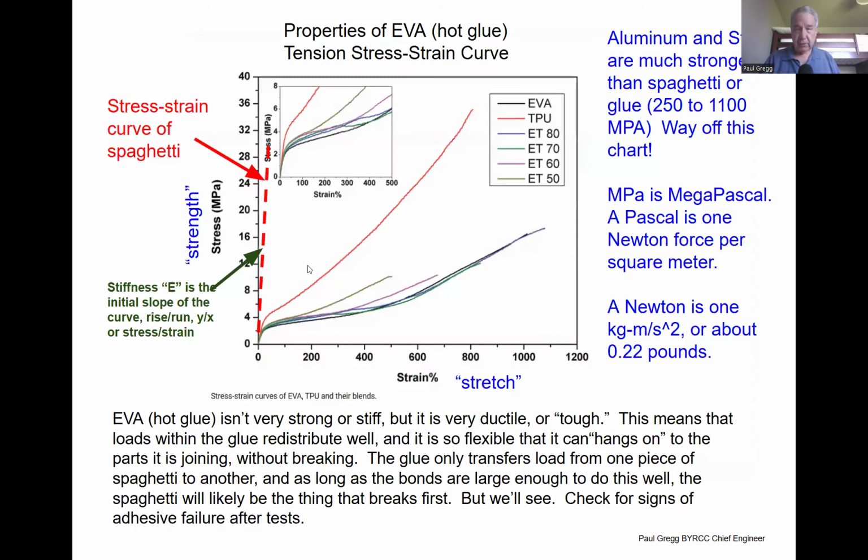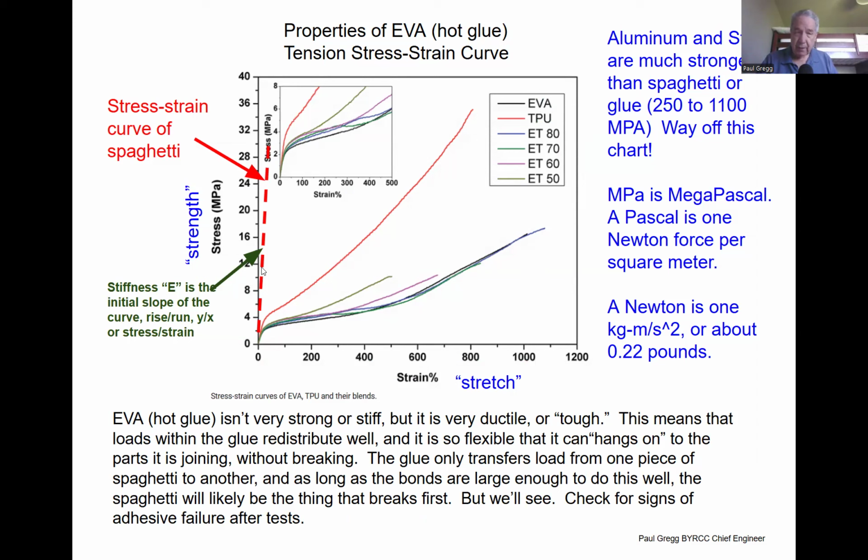So the next chart, I did find a chart online about the glue. This is EVA, and these are different kinds of hot glue. Okay, and you can see the strength is pretty low on them, but they stretch a lot. They have great strain capability. This means 1,000% means it stretched 10 times its original length and still didn't break. And so it's very tough, we call it.